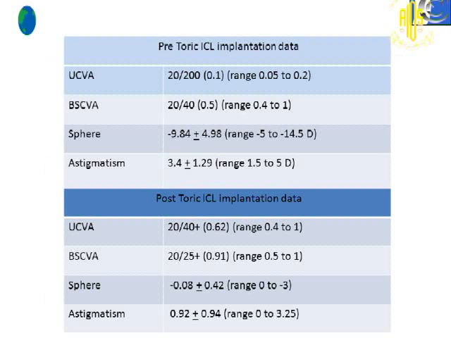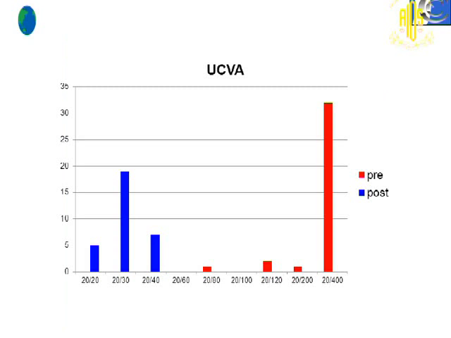If you compare the outcome, it's quite good. The uncorrected visual acuity was 20/200 preoperative, best corrected was 20/40, and this improved to 20/40 uncorrected, and best corrected improved from 20/40 to 20/25, and the residual sphere was only about 0.08.